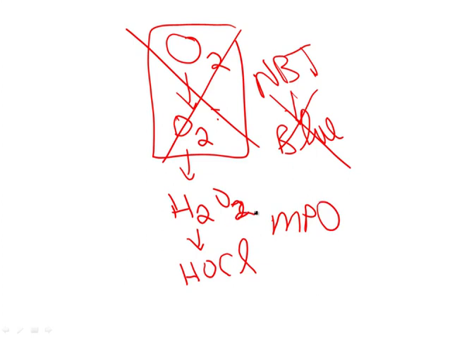MPO can be defective as well. And if MPO is defective, that's called an MPO deficiency. And again, patients will not be able to produce bleach. So in MPO or myeloperoxidase deficiency, the interesting thing is that the vast majority of patients are actually asymptomatic.